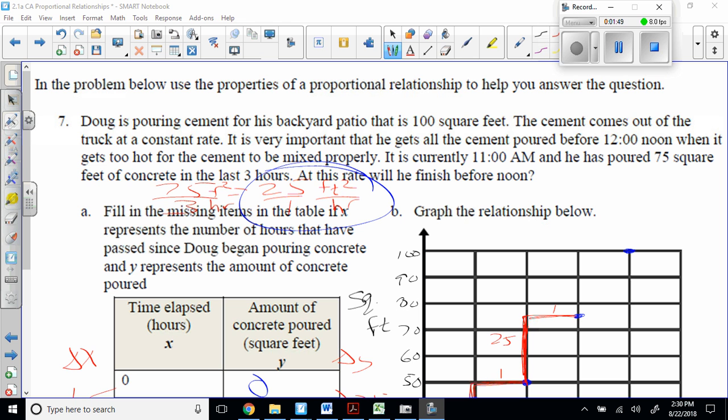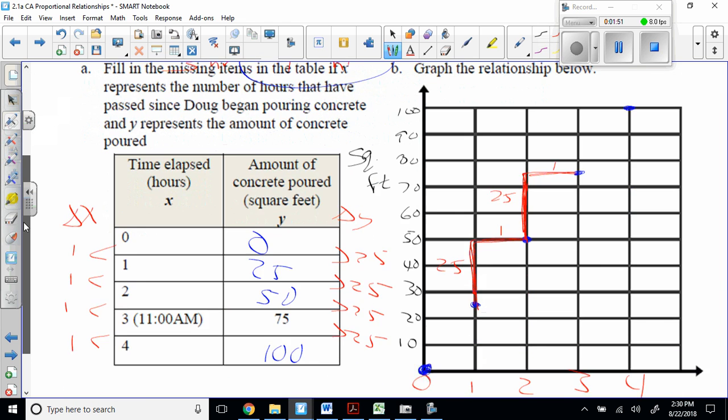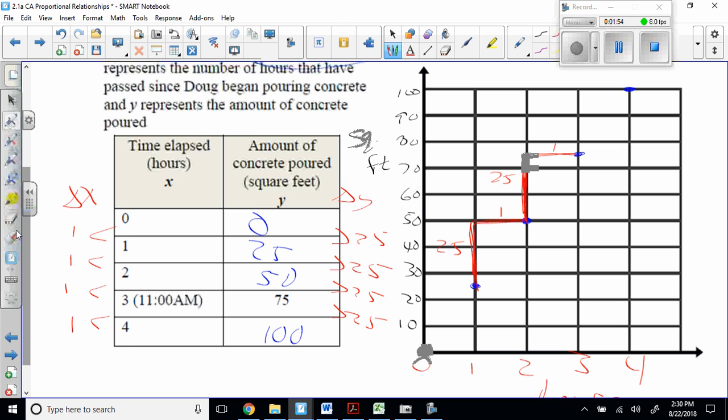Let's look at our table. At time 0, have we poured any concrete? We don't start counting time until we start pouring. That engine revs and he gets that mixer going and turns it loose to come down that chute, right? So at time 0, we ain't poured nothing. But in 1 hour, we poured how much? 25. In 2 hours, we poured how much? 3 hours. 4 hours. All right.